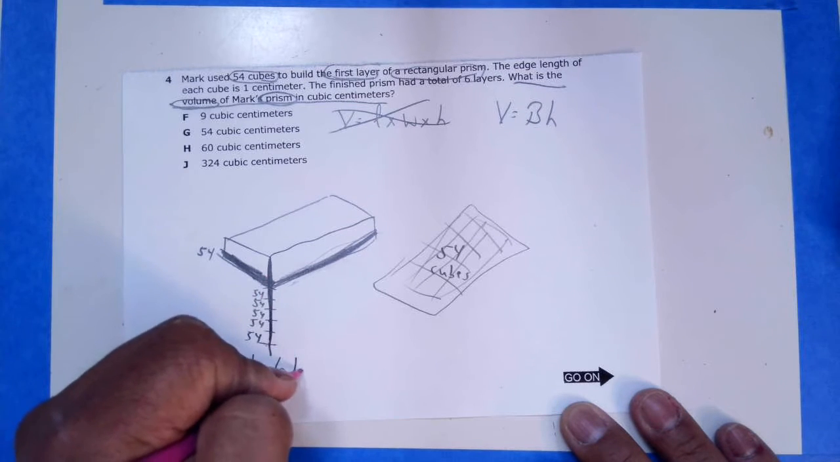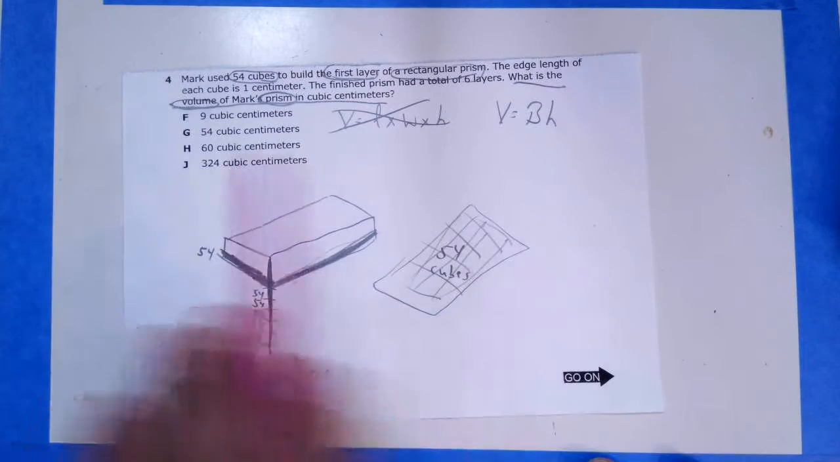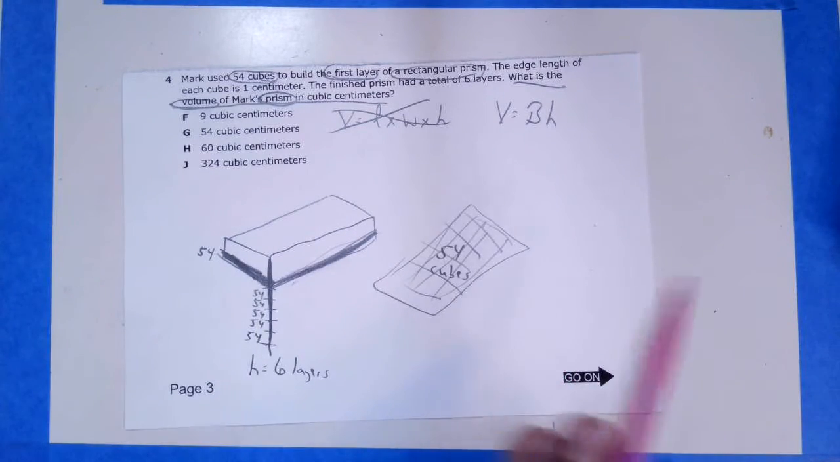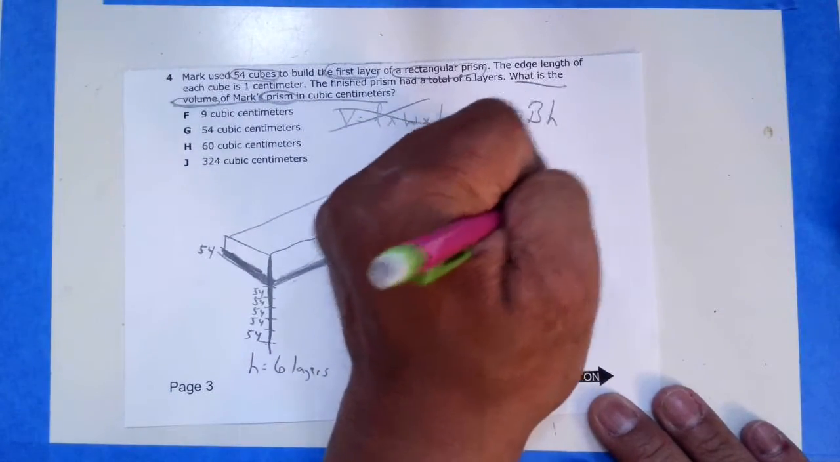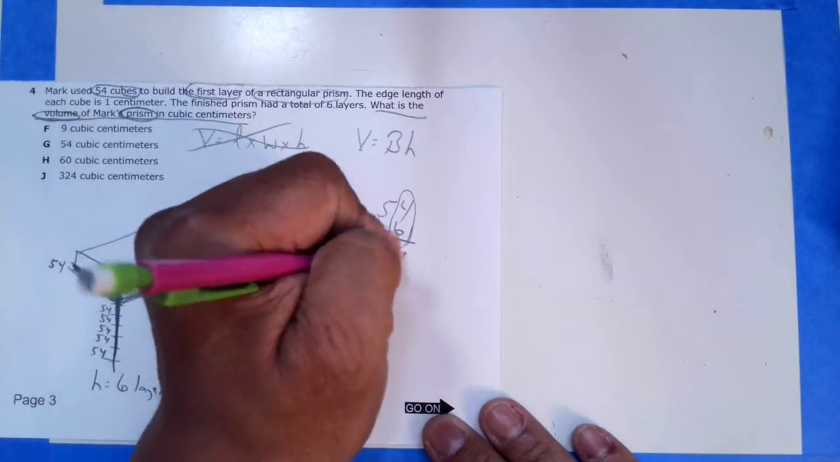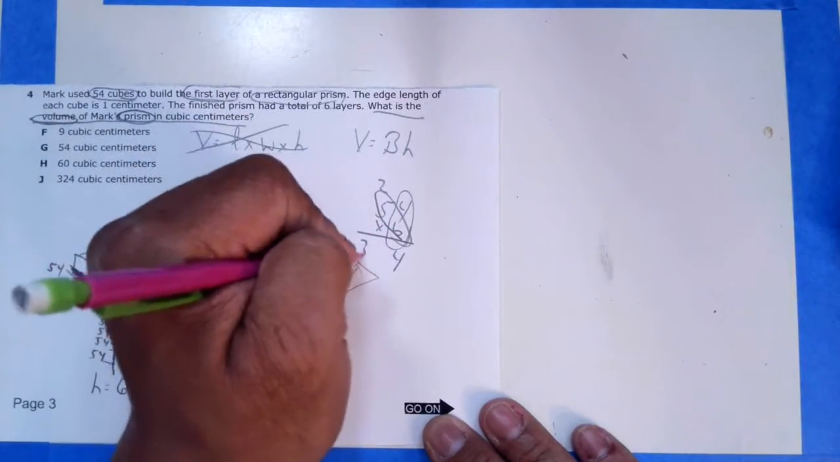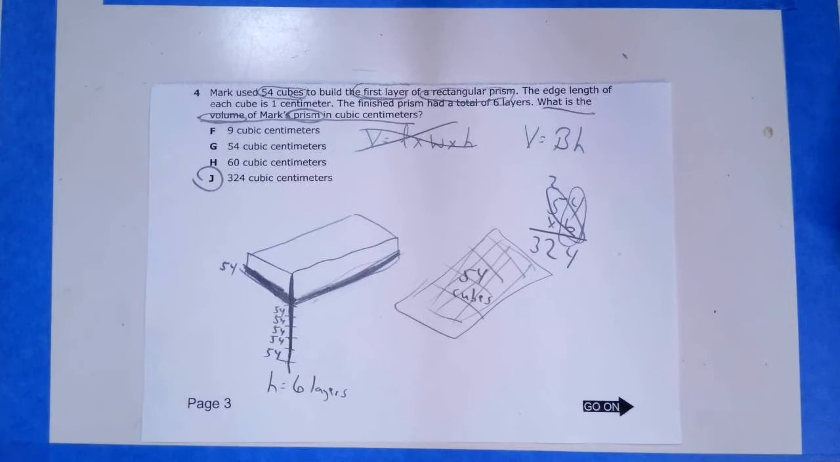Layers. Think about a wedding cake. Wedding cakes, you might have 2 layers or 3 layers. That's what we're talking about. 2 layers means that the height is 2. 1, 2. 3 layers means that the height is 3. 1, 2, 3. Okay? So then you have 54 times 6. The 6 dances with the 4, 24. The 6 dances with the 5, 30 plus 2, 32. 324 cubic centimeters.